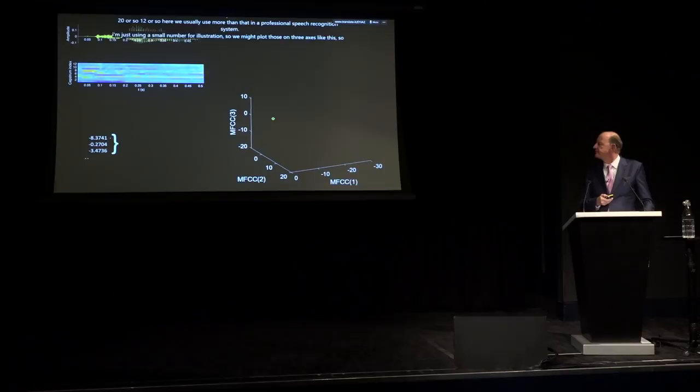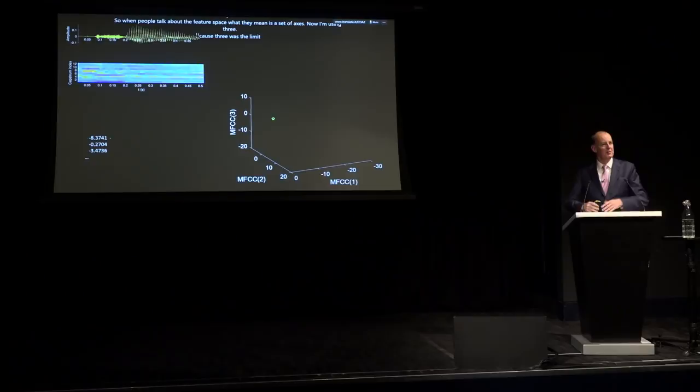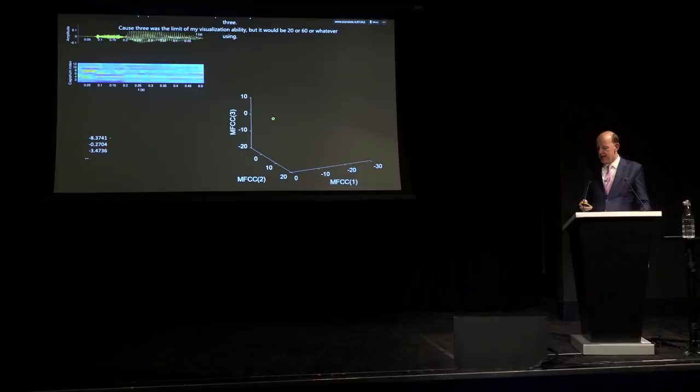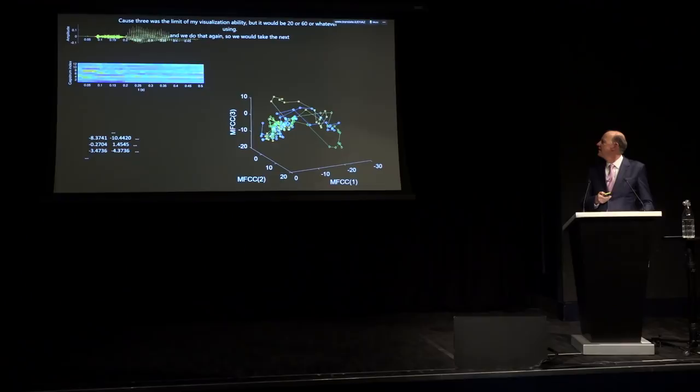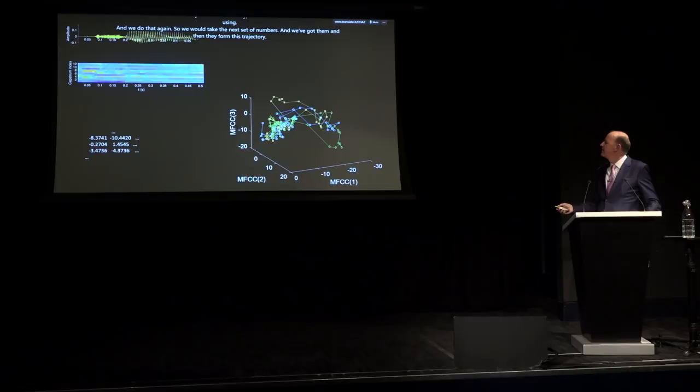So let me just do that. When people talk about a feature space, what they mean is a set of axes. Now, I'm using three because three was the limit of my visualization ability, but it would be 20 or 60 or whatever we're using. And we'll do that again. So we would take the next set of numbers and we would plot them. And then they form this trajectory. It's a little bit difficult to see, but let me just pick, say, the blue line, which represents one utterance of sir. It goes around here, wiggles around here for a bit, then comes over here, wiggle, wiggle, wiggle, and comes back here again. Now, these are three different utterances of this word sir.